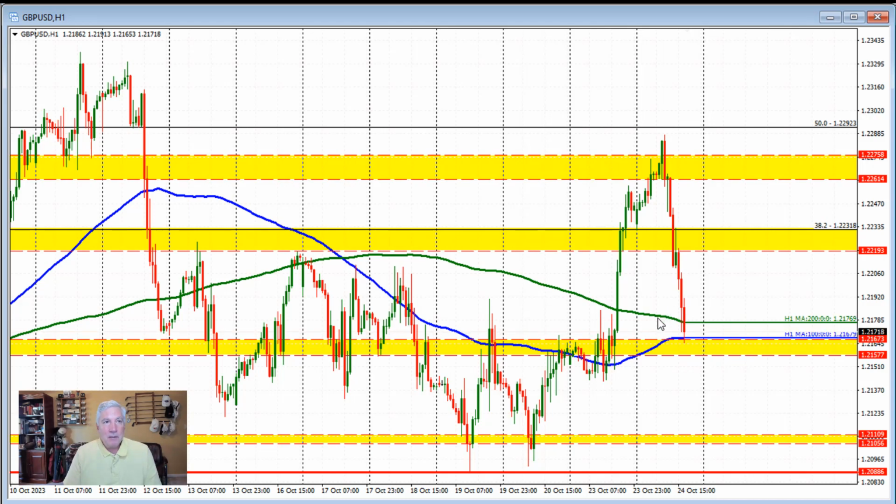Time will tell, but like the euro versus U.S. dollar, sharp move to the upside, sharp move to the downside. The market's unsure which way it wants to go.